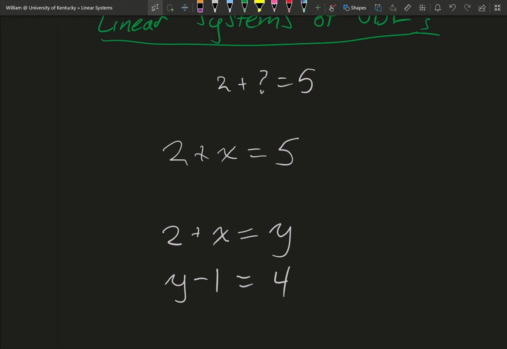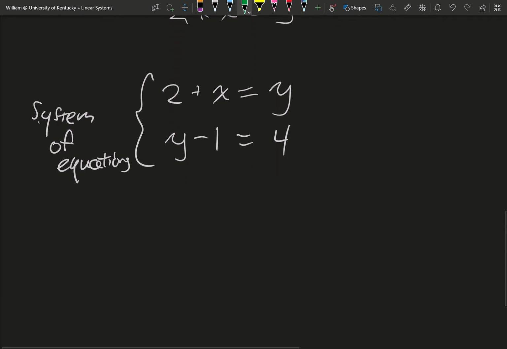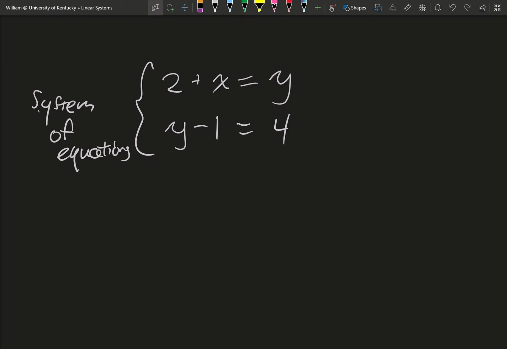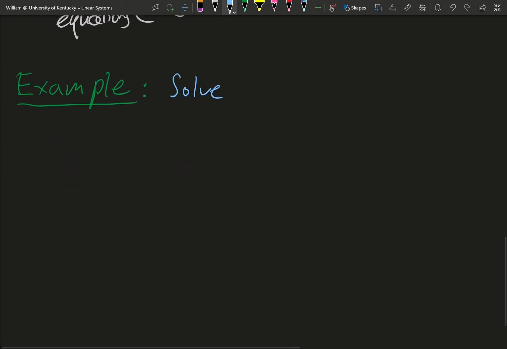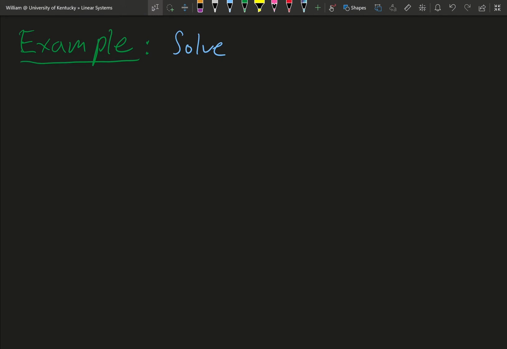And so this is a system of equations, because there's more than one and they're interconnected in some way. Today we're going to start looking at systems of equations, where our equations are differential equations. As always, we'll start with a real basic example.